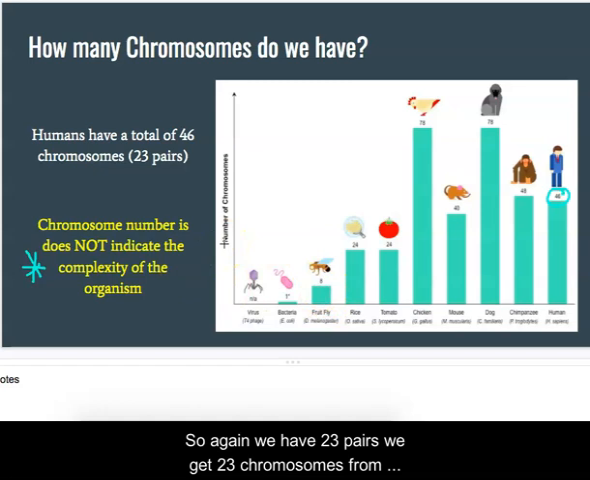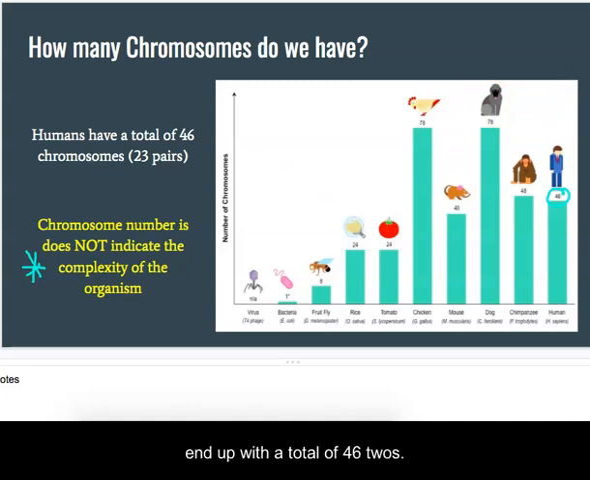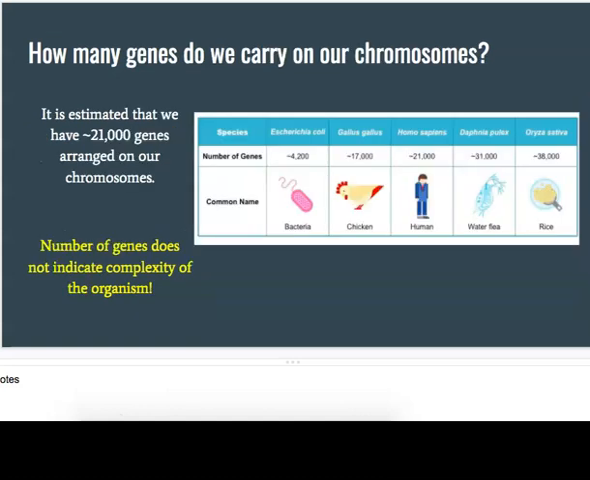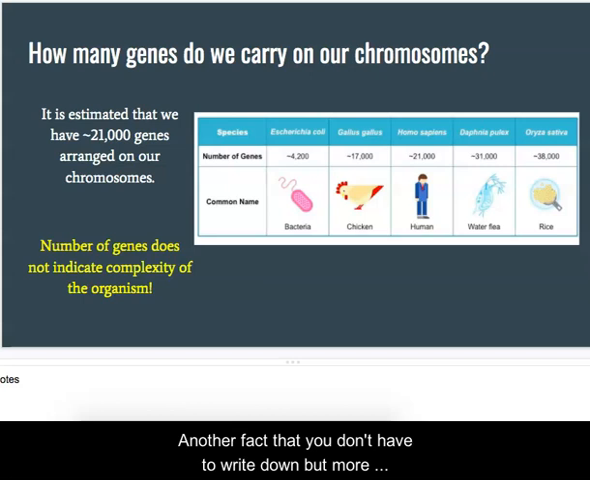So again, we have 23 pairs. We get 23 chromosomes from mom and 23 chromosomes from dad. So altogether, we end up with a total of 46, 2 sets. Now within those chromosomes, how many genes do we have as a human? Another fact that you don't have to write down, but more as an FYI, we have about 21,000 genes arranged on those chromosomes.